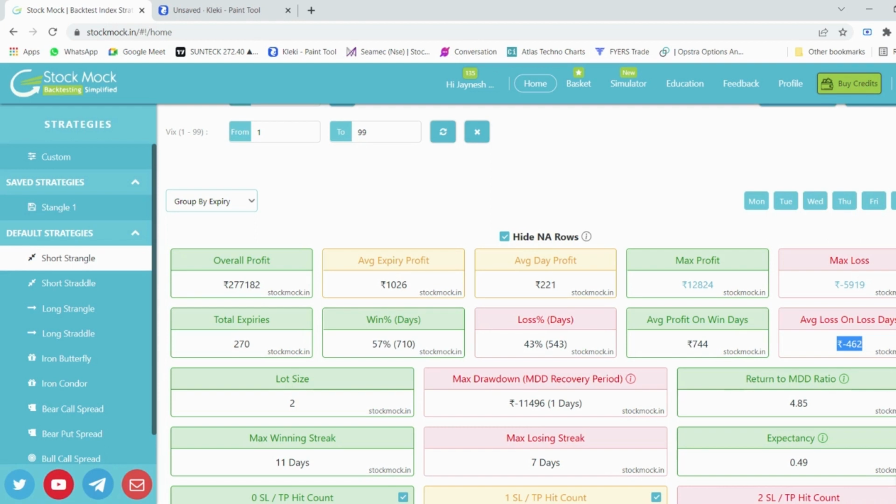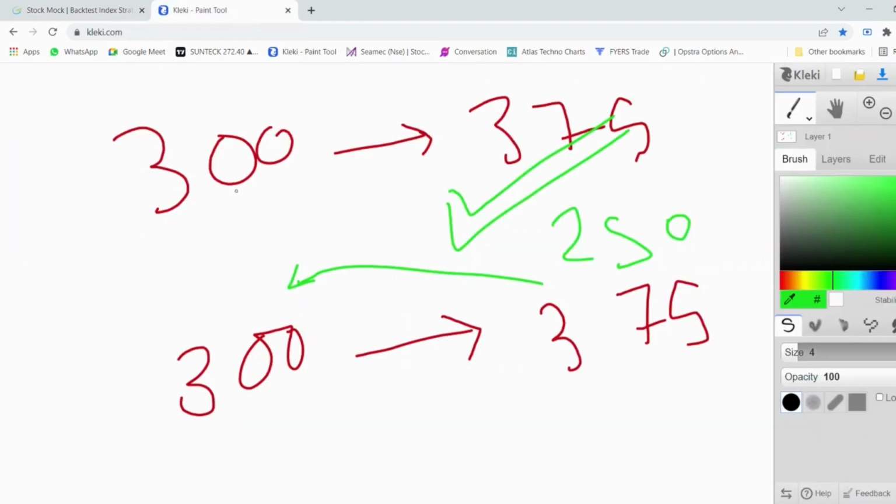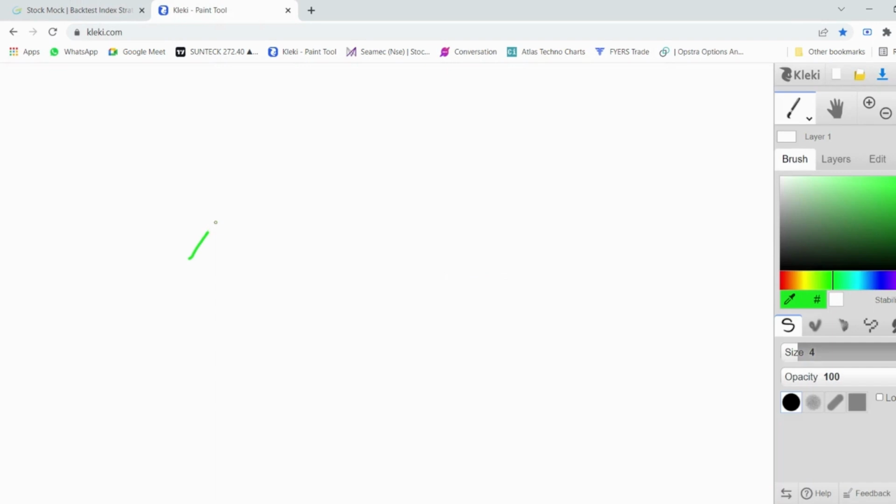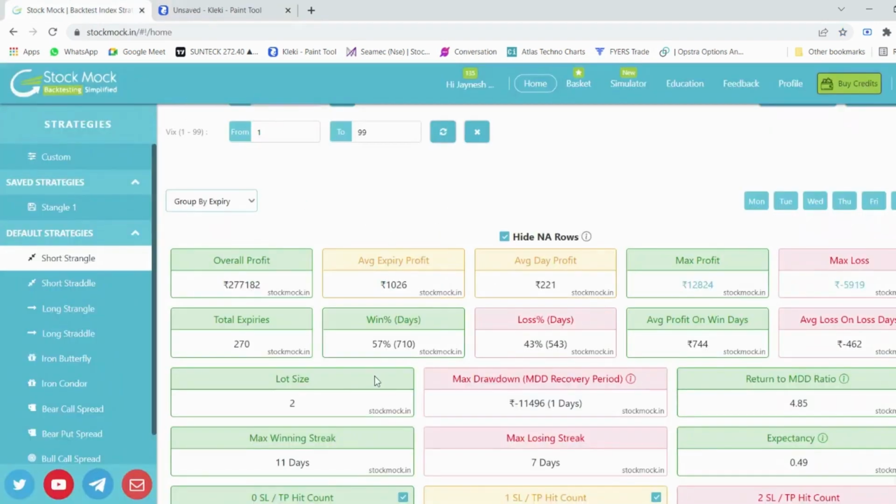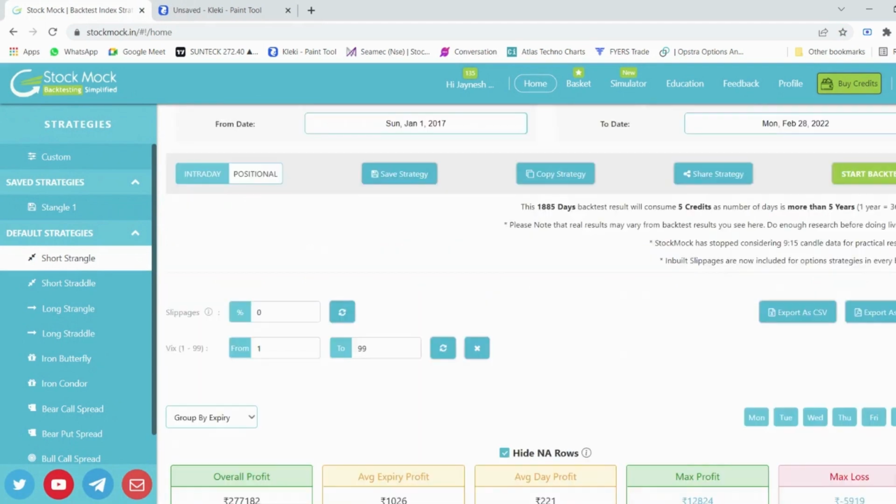And whenever we are losing money, we are losing around 460 rupees, that is around 20 points per lot. So that is around 1 is to 1.5, right? And we have around 57% win ratio and 43% are the number of loss days, right?